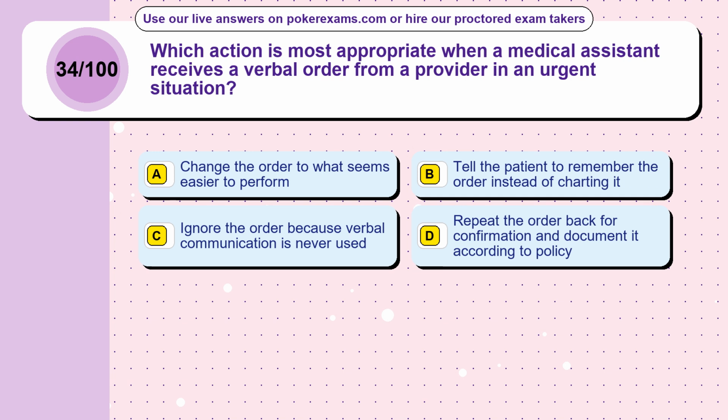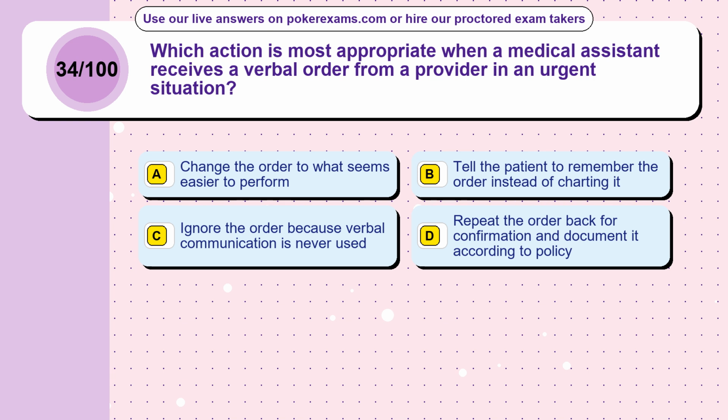Question 34. Which action is most appropriate when a medical assistant receives a verbal order from a provider in an urgent situation? Option A, change the order to what seems easier to perform. Option B, tell the patient to remember the order instead of charting it.